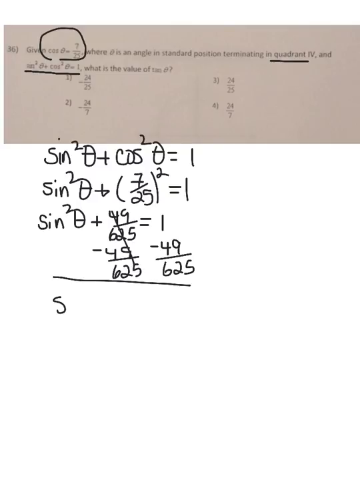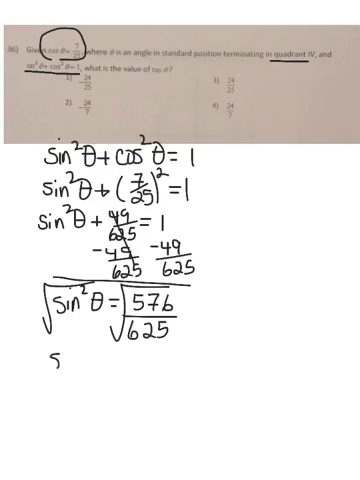And that's going to give me sine squared theta, and that will give me 576 over 625. So then I'm going to take the square root of both sides. So I have sine theta equals, and the square root of 576 is 24, and the square root of 625 is 25. Okay, so there's my sine theta.